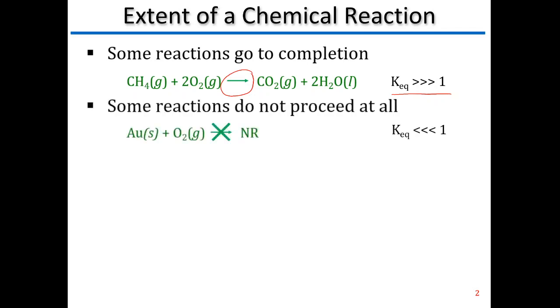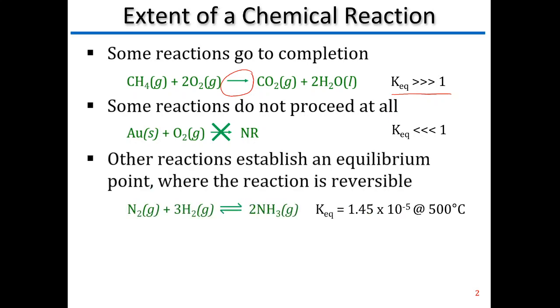Okay, another type of reaction we could look at is a reaction that doesn't proceed at all. In this case, we would have a KEQ much, much less than 1. In other words, it doesn't lie in the forward direction whatsoever. An example of this would be gold metal, so solid gold, reacting with oxygen. In this case, we would draw an arrow with an X through it, meaning that we don't have a reaction. And we could write NR, just to let us know that indeed no reaction is occurring.